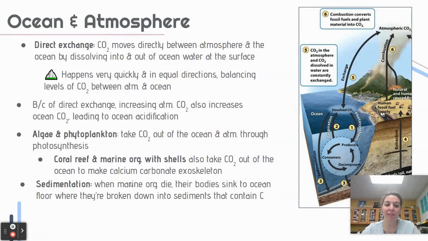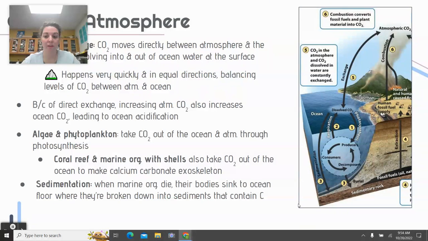So when we talk about sedimentation, which is really important when we talk about the ocean, what we see there is marine organisms die, their bodies sink down to the bottom, okay, and they get broken down into sediments that contain carbon. So over time, what we see is that compaction happening. They're going to get squished and squished, and they're going to form those sedimentary rocks or those fossil fuels.